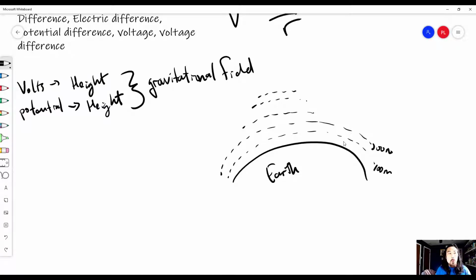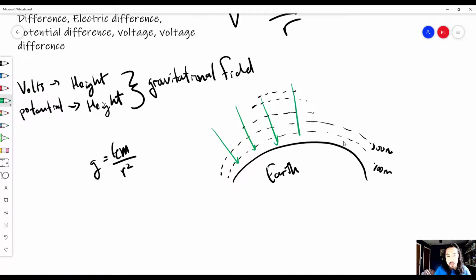So in this analogy, above the Earth, we have a height. And the Earth, because it has a mass, I'm going to remind us, has this thing called a gravitational field. If you remember, the formula for gravitational field is Gm over r squared, and we drew the gravitational field like so.